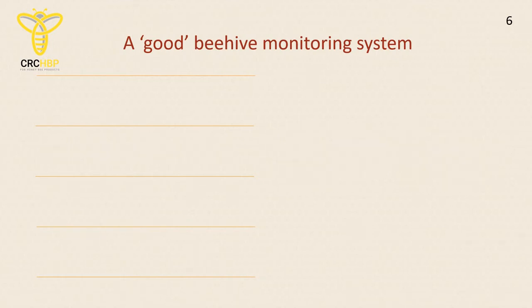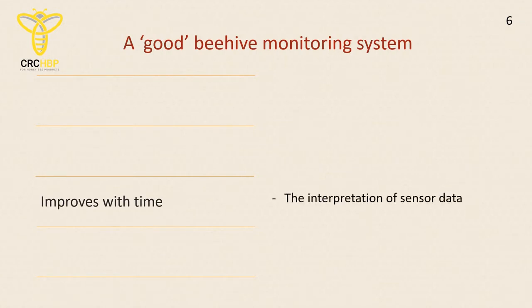A good beehive monitoring system also improves with time. This does not mean that the hardware improves, but actually the interpretation of sensor data does. This is something that is achieved using artificial intelligence, in our case, machine learning.